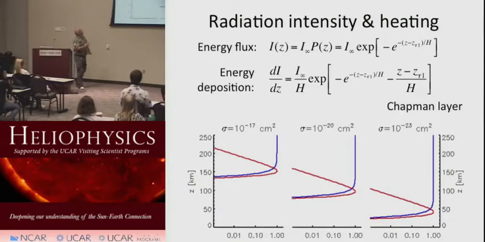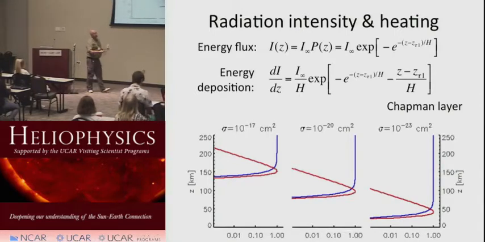Now, the energy flux is basically the number of photons I started with times the probability that they've made it to a certain height. So this is the flux from the sun reaching 1 AU, and this is the flux down to the height z here, because it's weighted with the probability. If I take the derivative of that flux, I have how much energy didn't make it. This is the energy deposition, right?